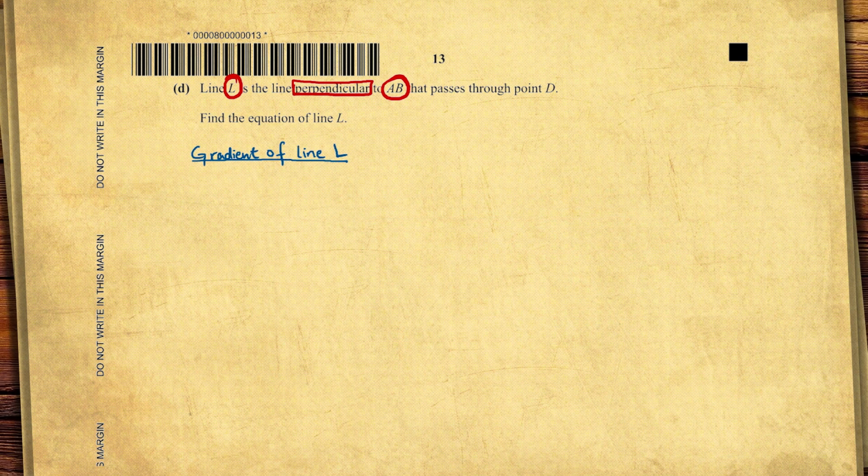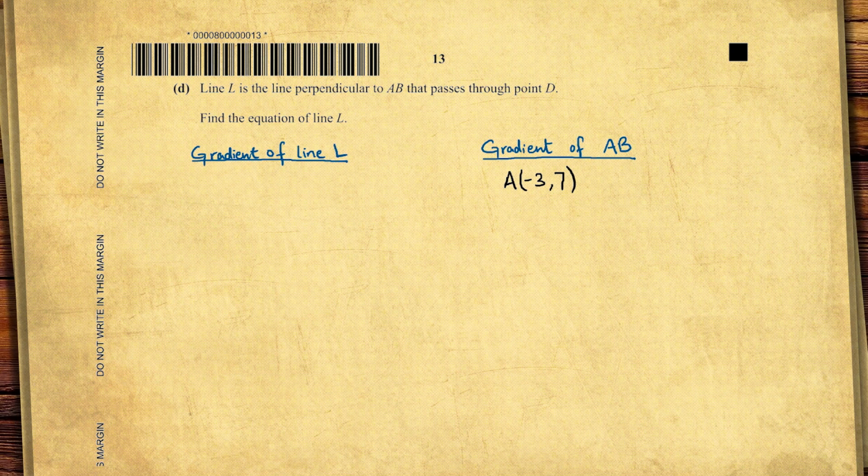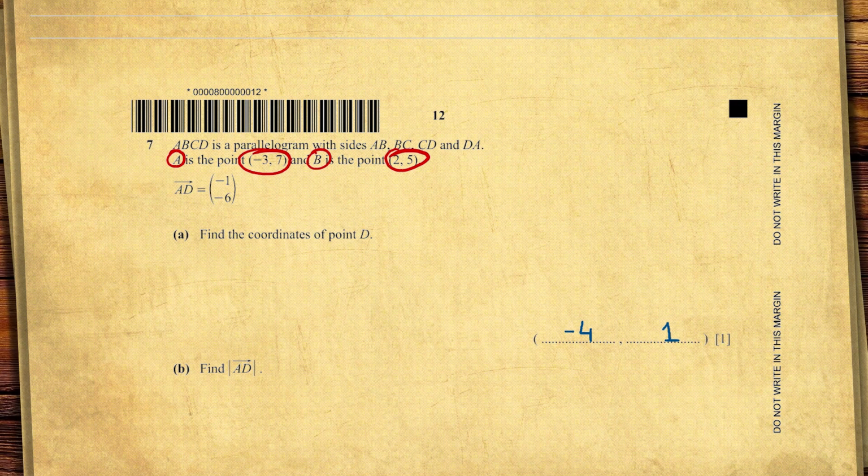So line L is perpendicular to AB. That means if we have the gradient of AB, we can use that to calculate the gradient of line L. So let's find out the gradient of AB. In the question we are given the coordinates of point A, that is -3, 7 and the coordinates of point B, 2, 5. This is the information given to us in the question.